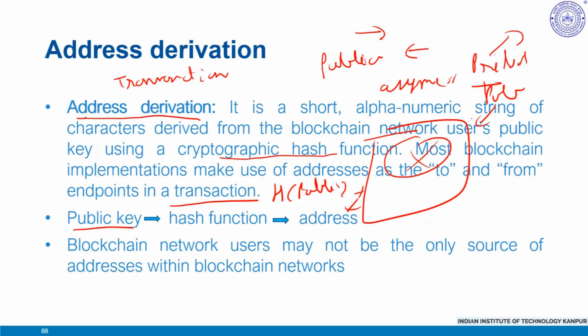The blockchain network users may not be the only source of addresses within blockchain networks. It is also necessary to provide a method of accessing a smart contract once it has been deployed within a blockchain network. For example, Ethereum smart contracts are accessible via a special address called a contract account. This contract account address is created when a smart contract is deployed. The address for a contract account is deterministically computed from the smart contract creator's address. And this contract account allows for the contract to be executed whenever it receives a transaction, as well as create additional smart contracts in turn.